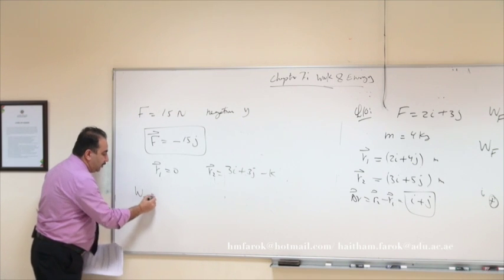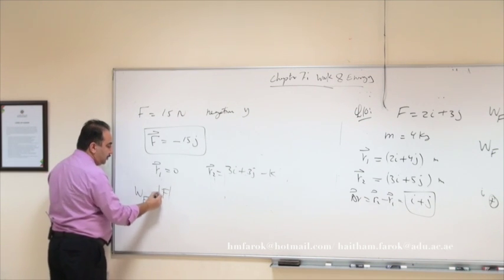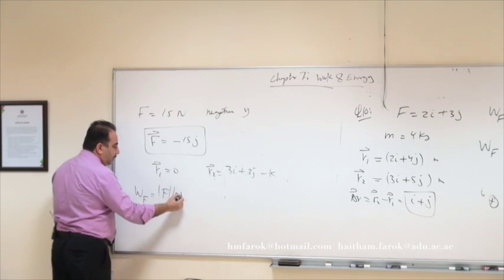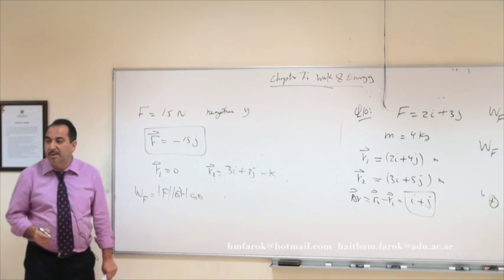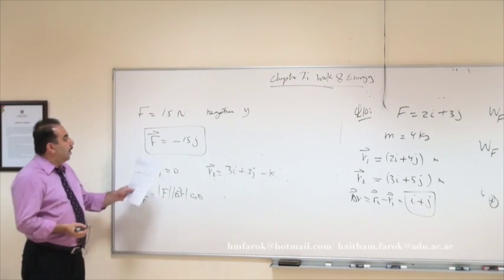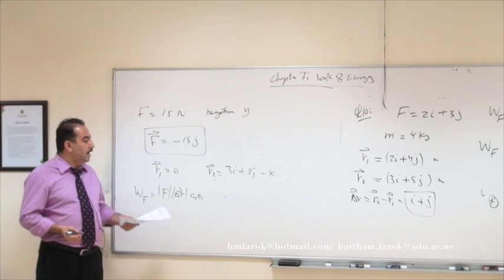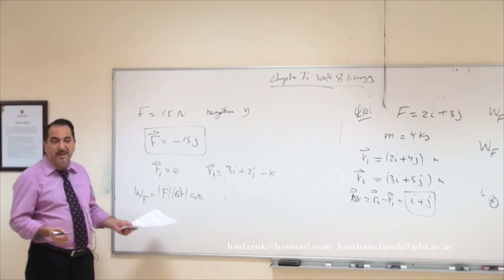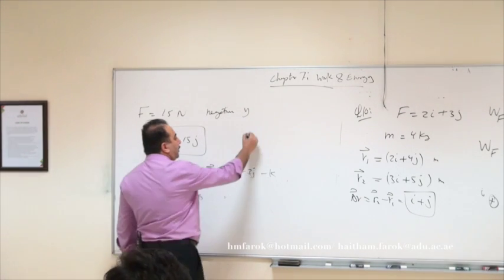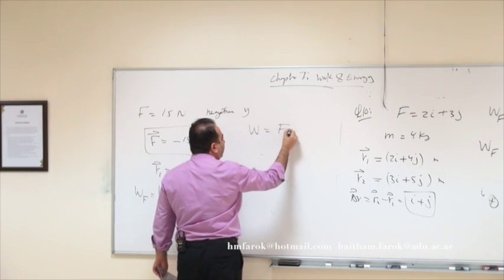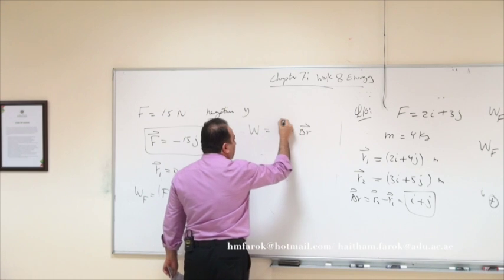So how do you find the work done by F? What do you need? Force, displacement, cosine the angle. That's if you are dealing with magnitudes. Now here, do you know the angle between F and delta R? No, so it's better you use what? Vectors. So what do you say? W is F dot delta R.